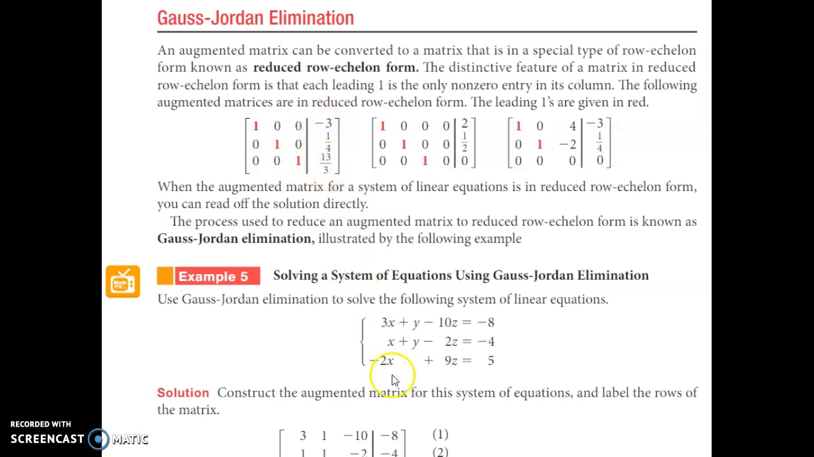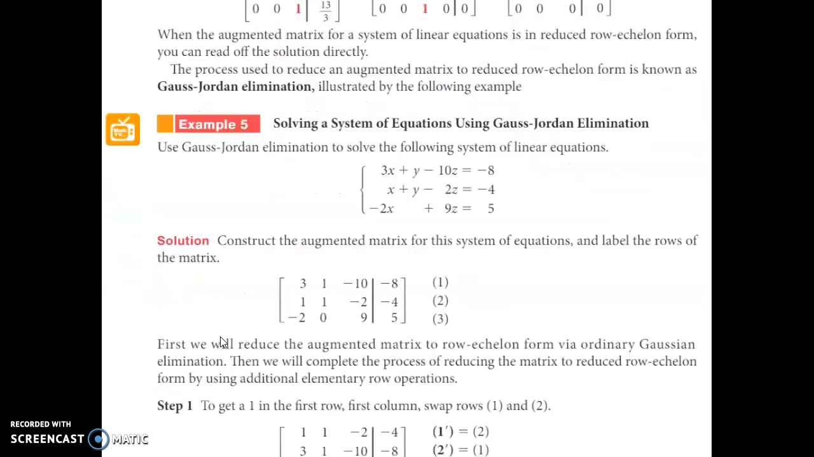This is probably not the solution to this one down here, but the form is that you introduce zeros over here. That's called the row echelon form in Gaussian elimination. And then when you complete it, it changes to Gauss-Jordan elimination and reduced row echelon form by introducing zeros here and ones into the diagonal, at which point these numbers here are actually the solutions in x, y, and z. Okay, so let's get started.